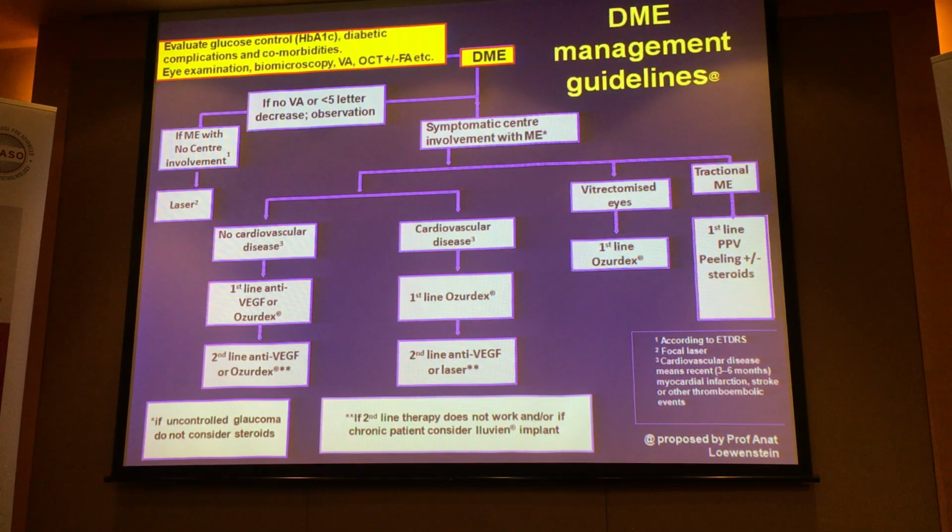So my first line is still anti-VEGF. I use it for 6 months at least. Add laser if it's not working. And at 9 months to 12 months, decide whether or not there's a case to switch to dexamethasone implant. I will do so if they are pseudophakic. If they are non-pseudophakic, I would be more cautious.